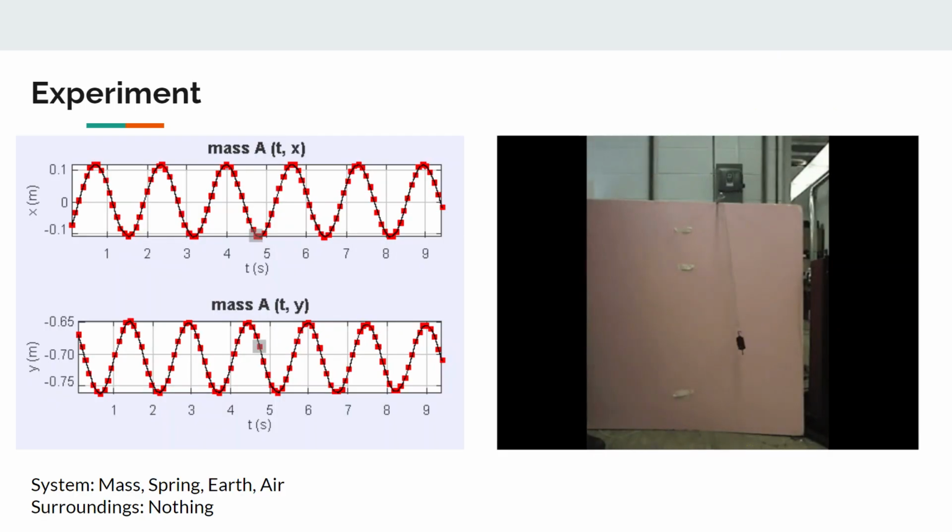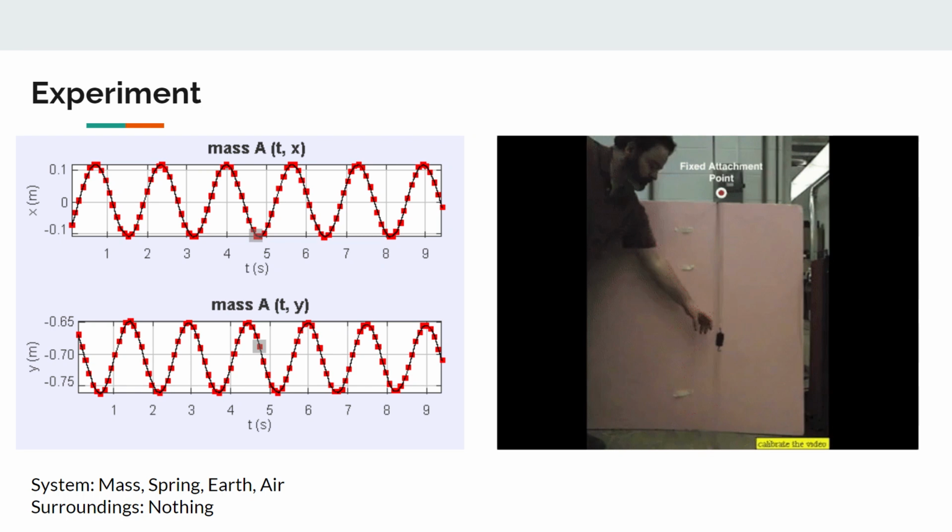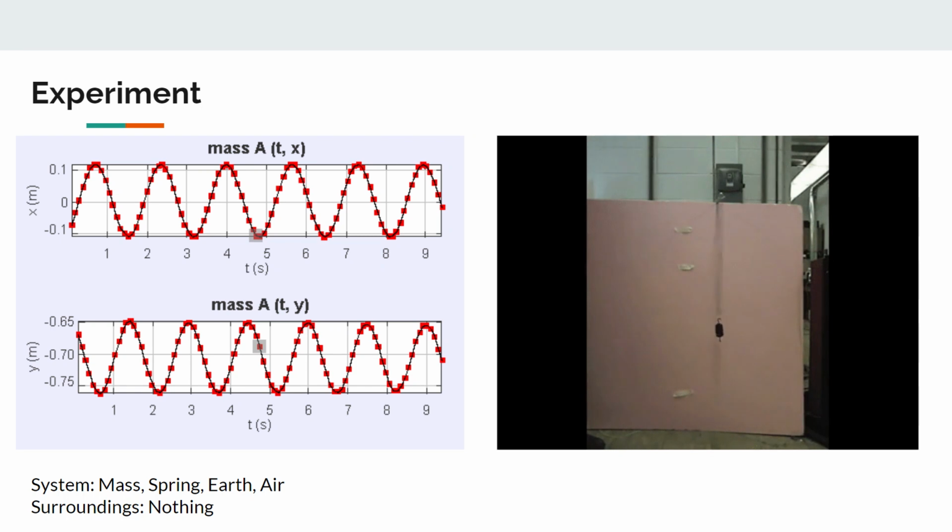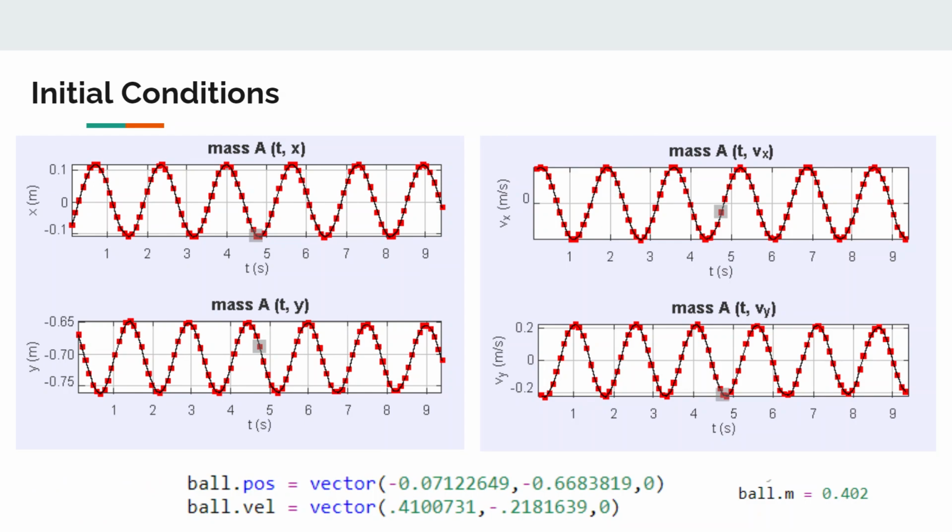So in our experiment, we're going to release the mass attached to the spring at an angle, and then we're going to watch its motion. From that, we have these two graphs of the x and y positions. And of course, like I said before, our system is the mass, spring, earth, air, pretty much everything. As well, we get our velocity in the x and y directions, and we use all of this to get our initial position and velocity vectors. And then also it was given that our mass is 0.402 kilograms.